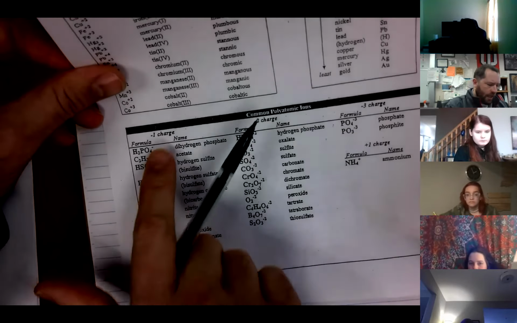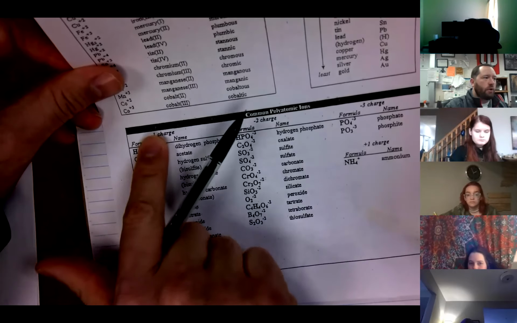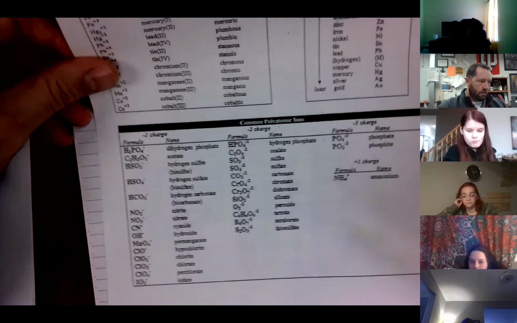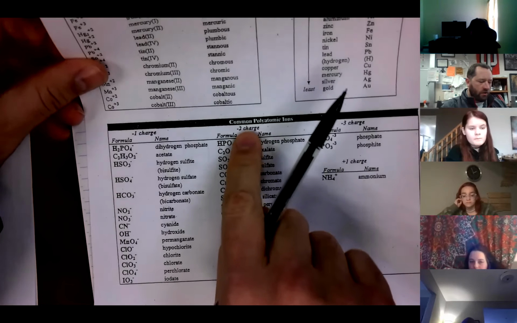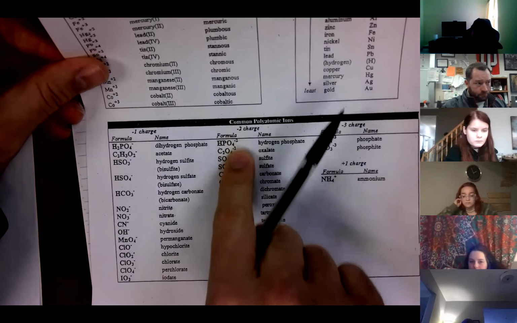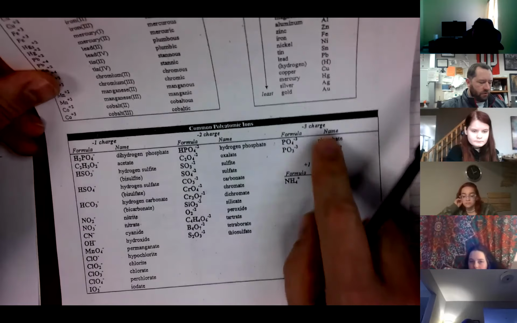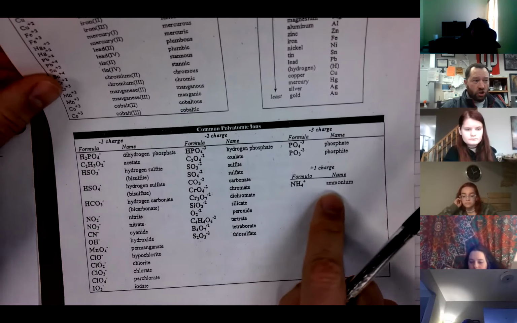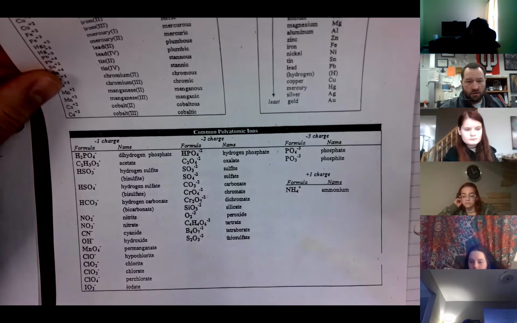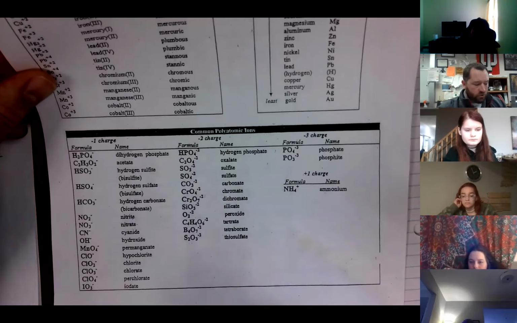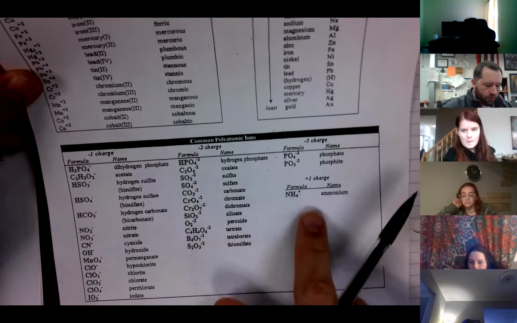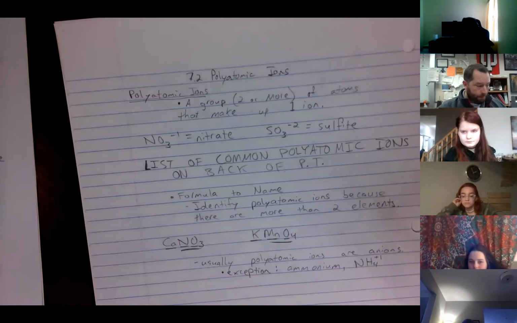Take a look. Everybody in this column here has a -1 charge, all negatively 1 charged anions. Everybody here, -2. These are our -3s, and then look, there's our one positively charged polyatomic ion. So the vast majority of them are negatively charged. The only one we really got to watch out for is ammonium.